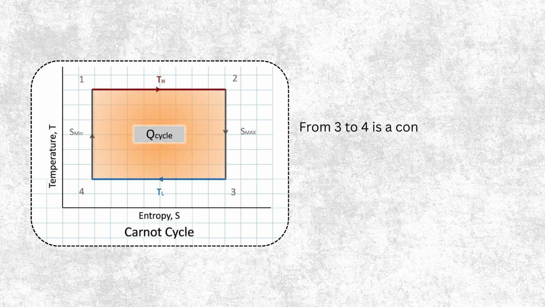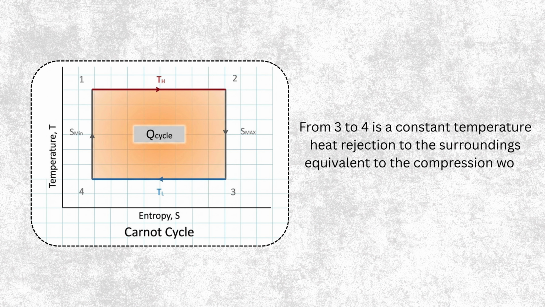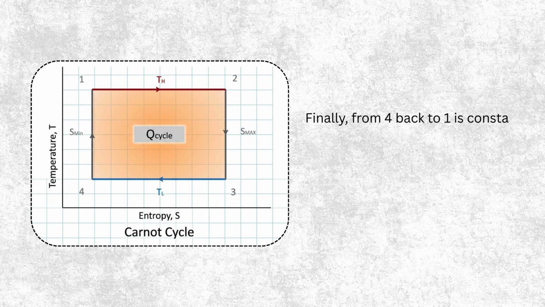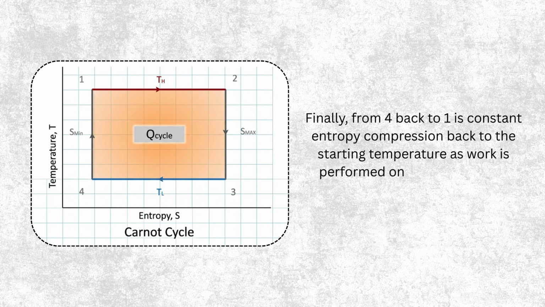From 3 to 4 is a constant temperature heat rejection to the surroundings equivalent to the compression work performed on the working fluid in the next step and any change in enthalpy. Finally, from 4 back to 1 is constant entropy compression back to the starting temperature as work is performed on the fluid with an equivalent increase in enthalpy.